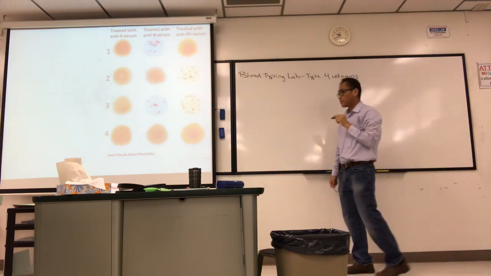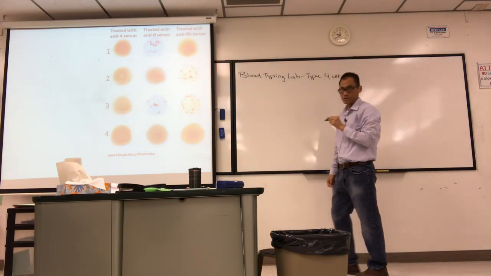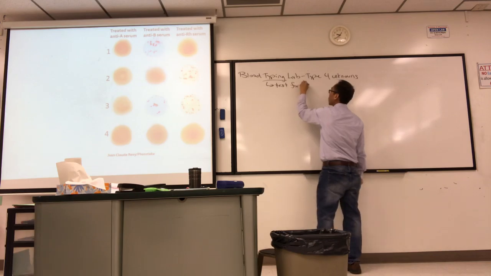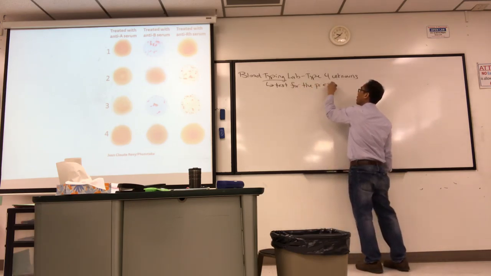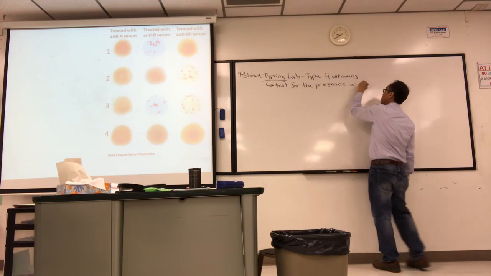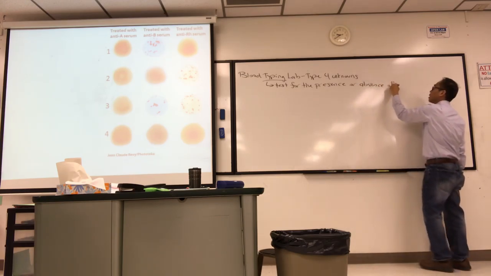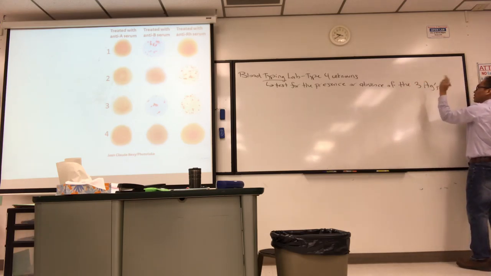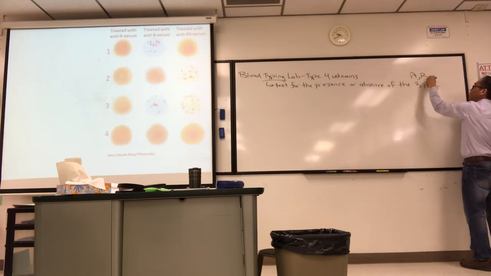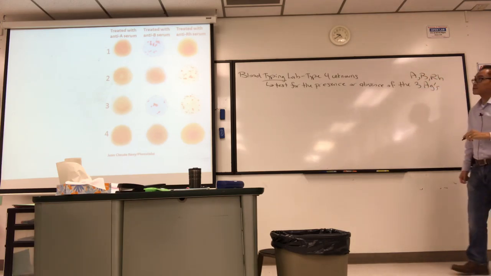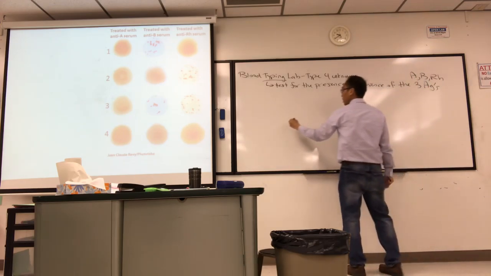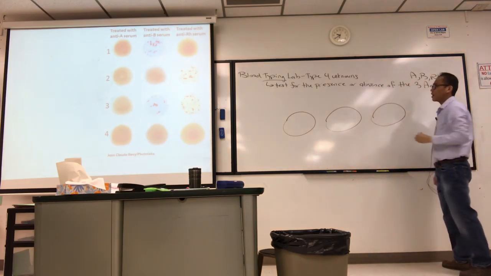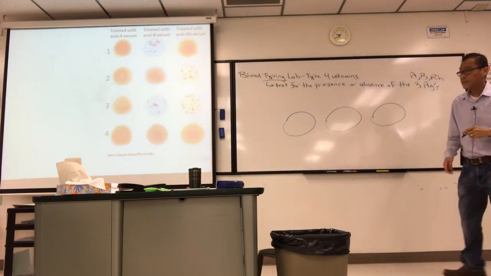So blood typing is testing for the presence or absence of the three antigens, the A, the B, the Rh. So you should have three test wells. We use fake blood, by the way, but it gets the point across.